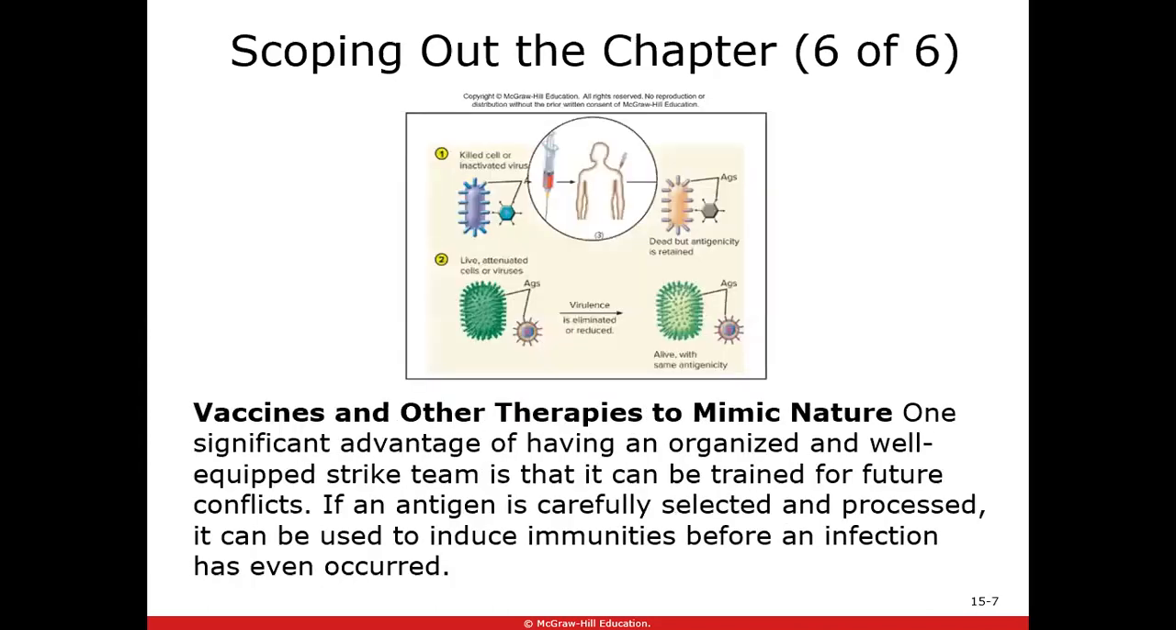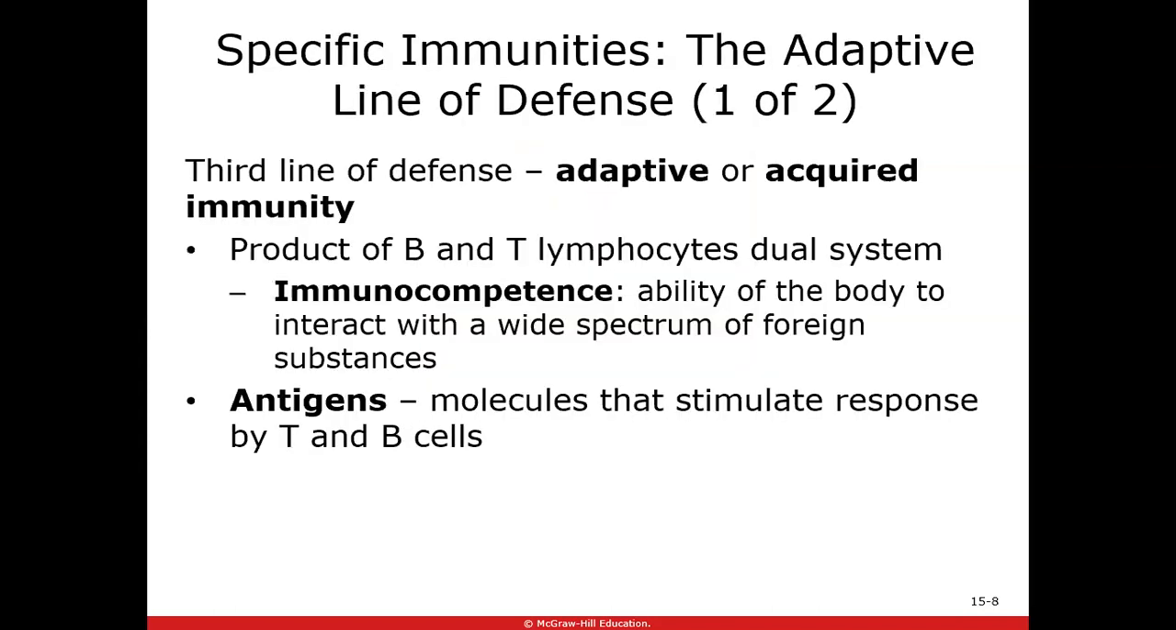Then we're going to talk about vaccines and other therapies to mimic nature. One significant advantage of having an organized and well equipped strike team is that it can be trained for future conflicts. If an antigen is carefully selected and processed, it can be used to induce immunities before an infection has even occurred.